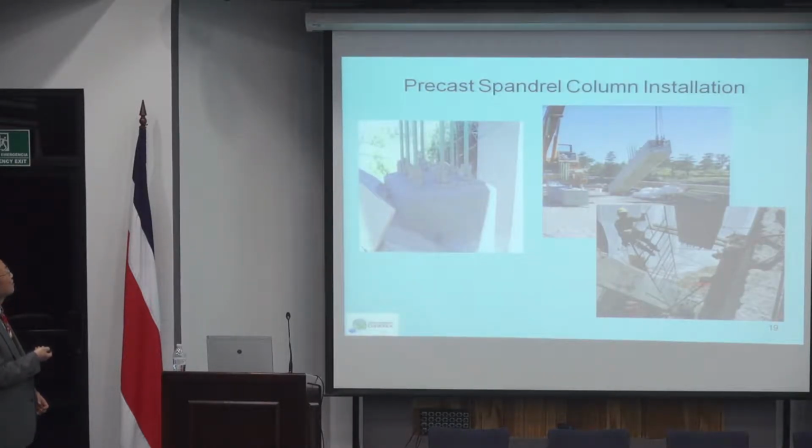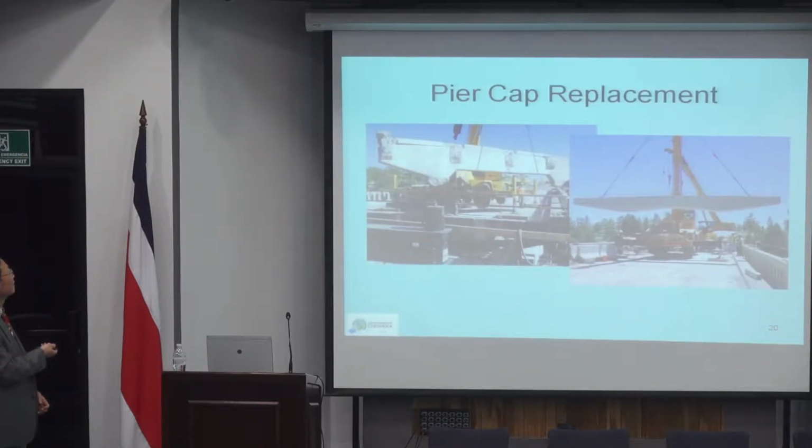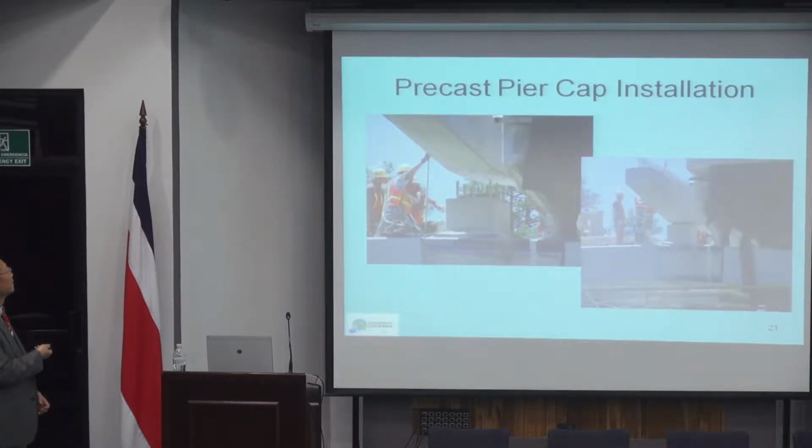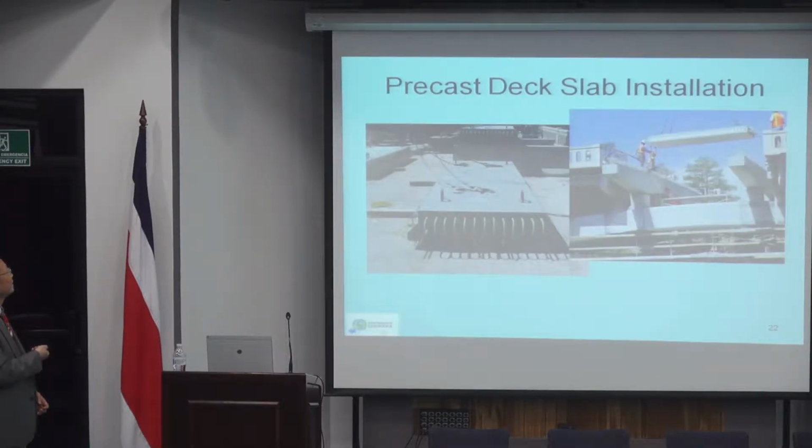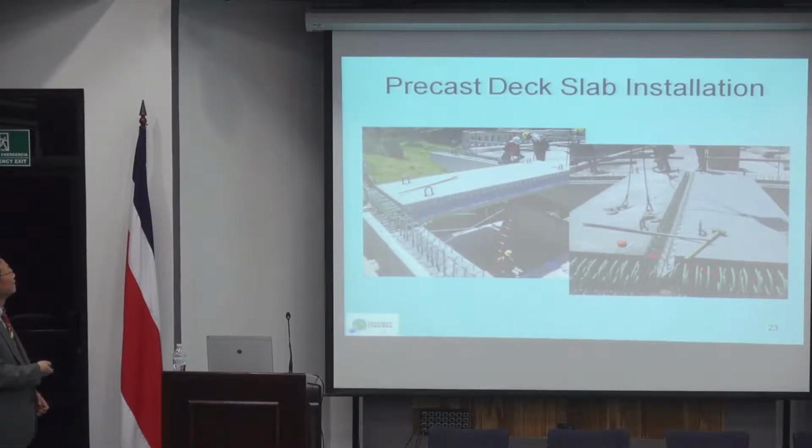And again, all the elements were precast, like the pier, the column, the pier bents, and the pier bent installation. And even the deck is precast. Once the deck is installed, there are two ways. Some people may apply a concrete overlay, another reinforced concrete overlay on top.